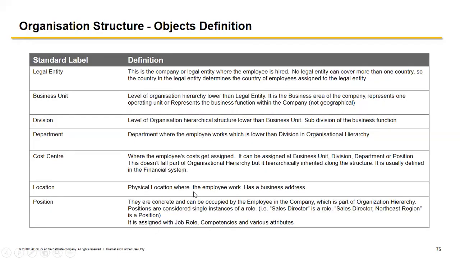Location, the physical location where the employee works. And then the position. Position is concrete and can be occupied by an employee in the company. Every employee in the organization should be assigned one unique position, and one position can only be assigned to one employee, because positions are considered a single instance of a role. Examples: human resource director, HR executive, HR trainee, sales director, sales executive, etc.